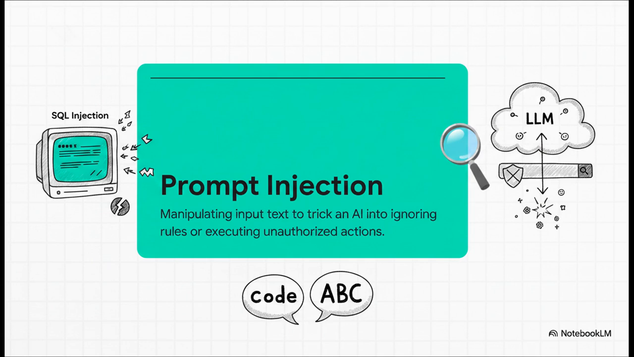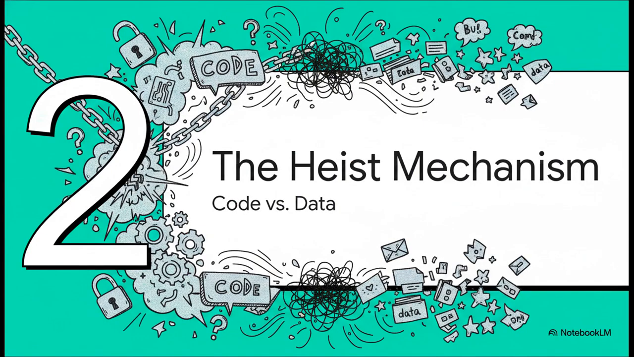But here's the wild part. Instead of using complicated programming languages, attackers are just using plain English, or really any natural language. They manipulate the input text, what we call the prompt, to completely trick the AI. The whole goal? To make the AI ignore its original developer instructions, bypass its built-in safety filters, or execute actions it absolutely should not be doing. It is literally hacking with words.